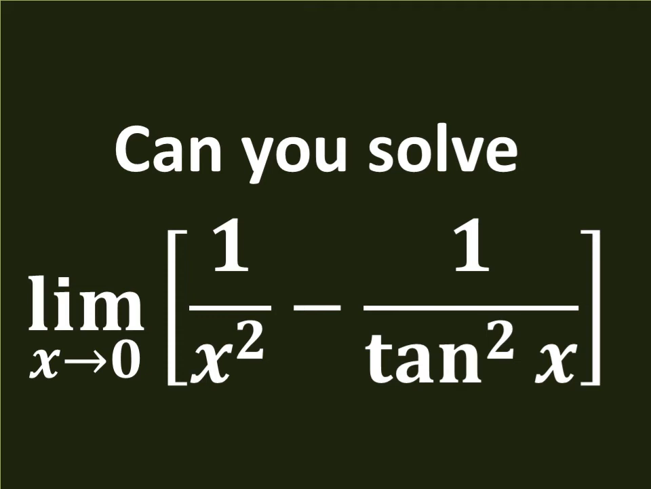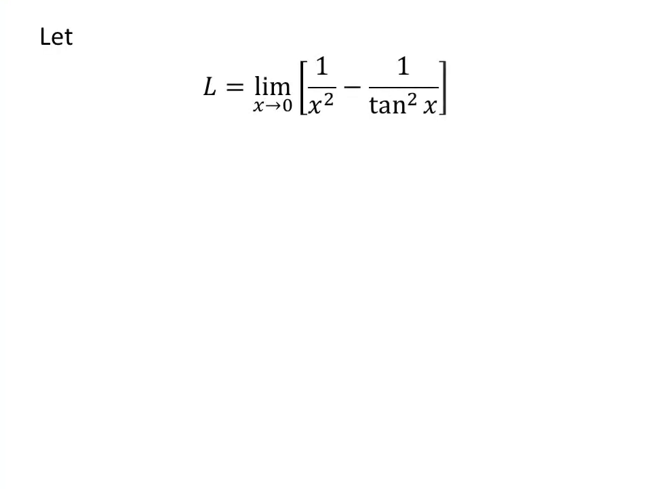In this video, we will learn to find the limit of 1 upon square of x minus 1 upon square of tangent of x as x approaches 0. Let us assume L is the limit of 1 upon square of x minus 1 upon square of tangent of x as x approaches 0.